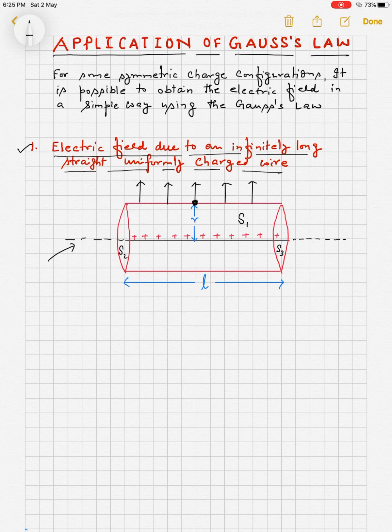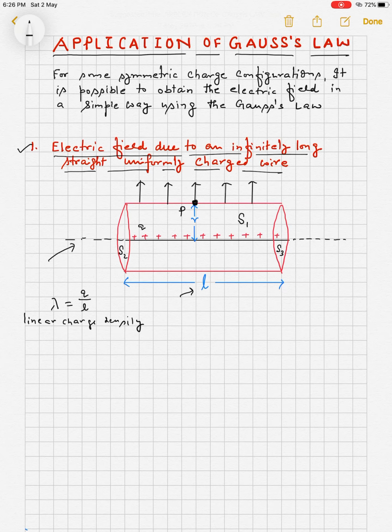Here we have to find, first of all, we will write lambda. Lambda is the linear charge density, so it is charge per unit length. Here q charge is uniformly distributed over the length L. So lambda is equal to q upon L. So linear charge density. Now we have to find electric field at point P.